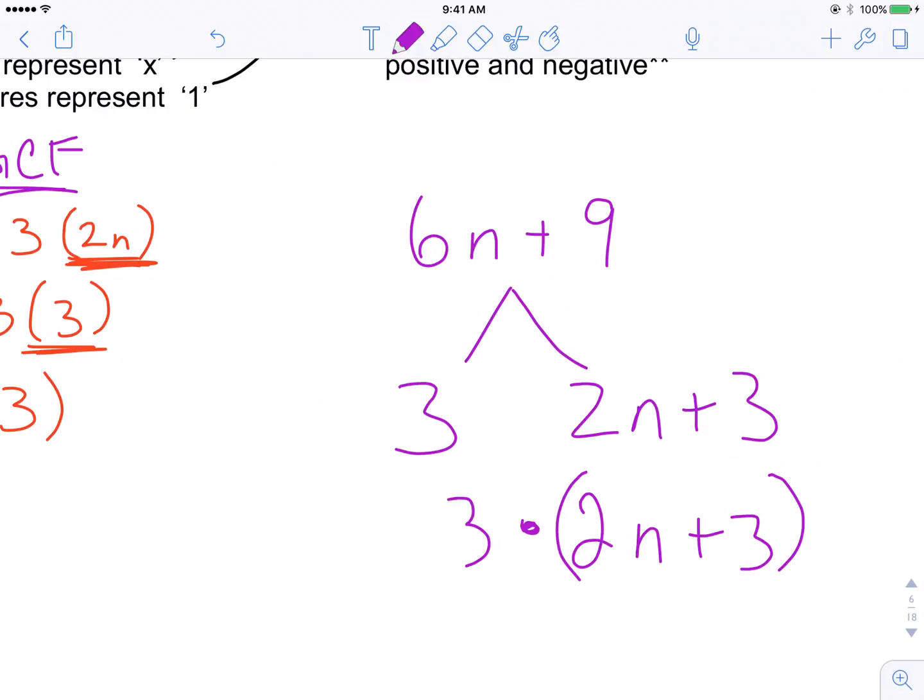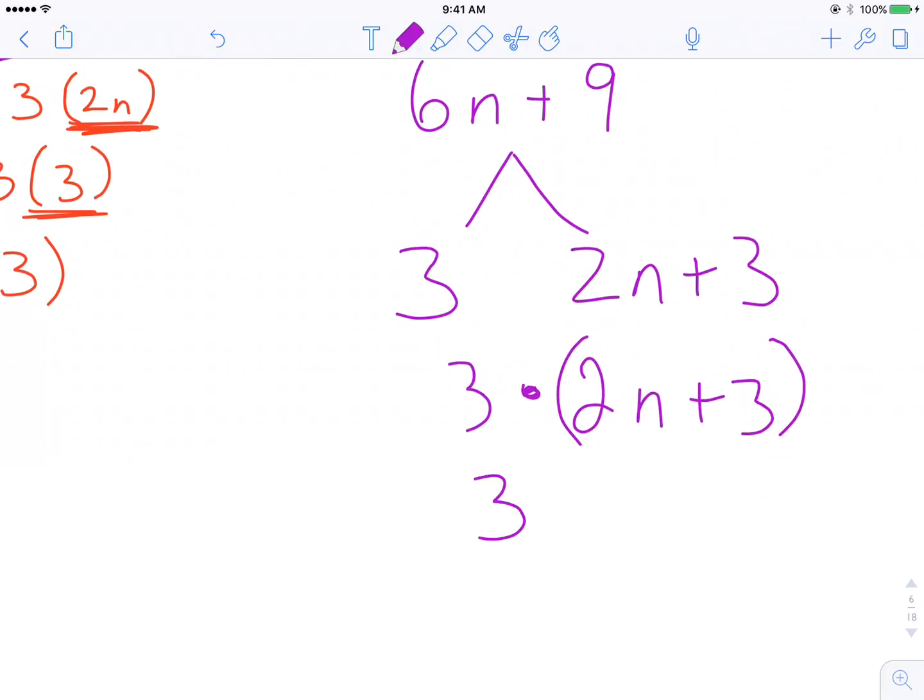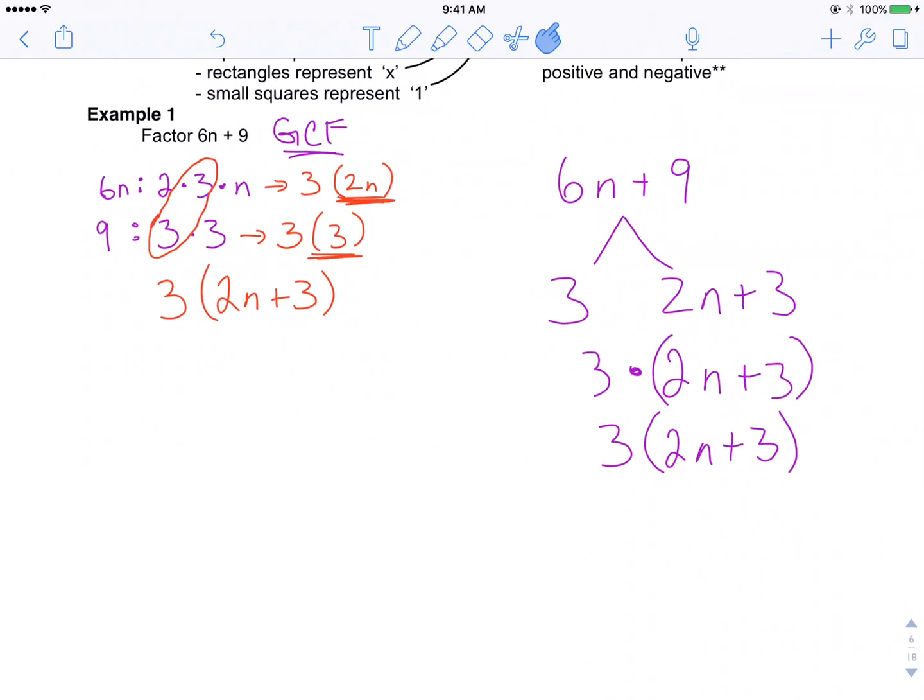Make sure that's in brackets. And of course, we don't have to write that multiplication symbol in there. 3(2n plus 3). And that again would be factored using a factor tree. I tend to try and do most of my factoring using this method.